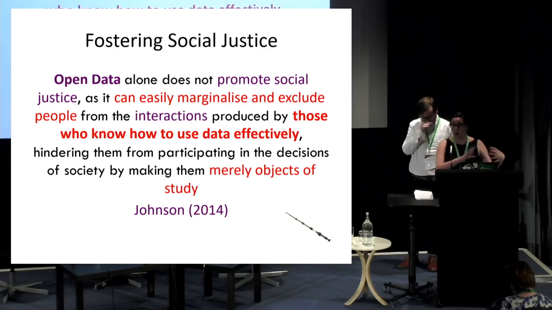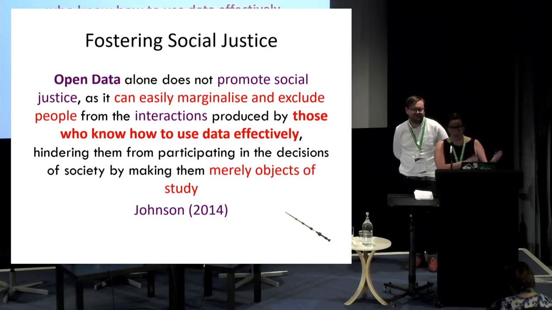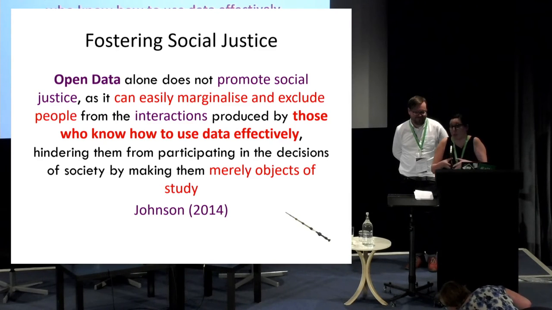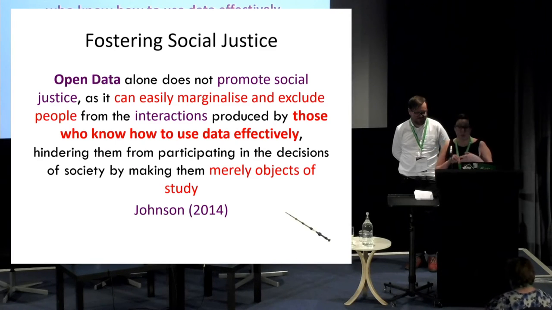Who are the privileged ones? The ones that can easily understand data. We say, oh, this is actually not clear, not valid. Oh, I don't believe what my government is saying. Because they relate, they understand data. But what happens with the people that are a mere object of study? They don't have the capacities. So open data by itself can be actually a very dangerous thing if it's not used pro-social justice.